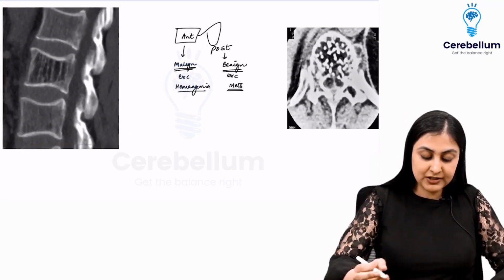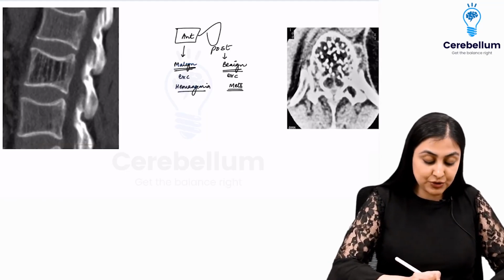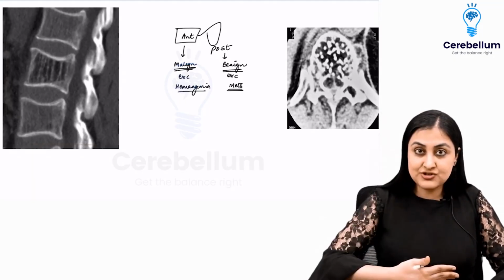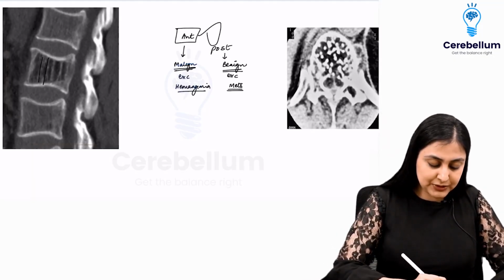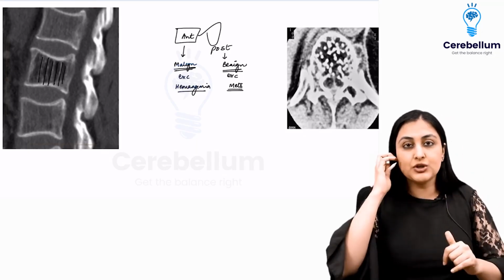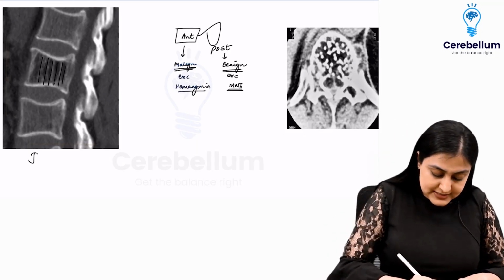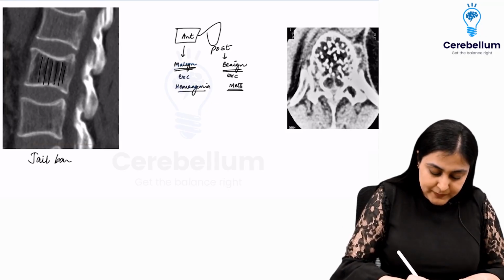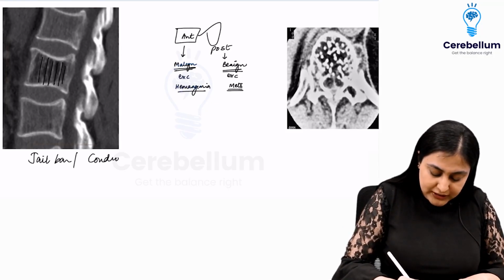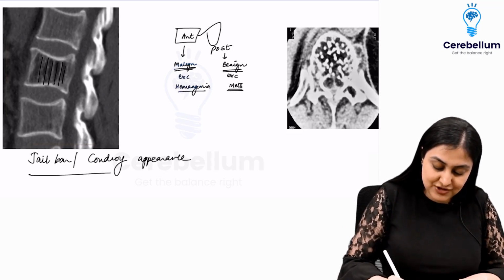What you want to remember here is this appearance of hemangioma. So on a sagittal cut of the CT, you see how there are these different bony trabeculae which have become prominent. This is called the jail bar appearance or the corduroy cloth appearance. So this is the jail bar appearance of hemangioma on a sagittal plane.